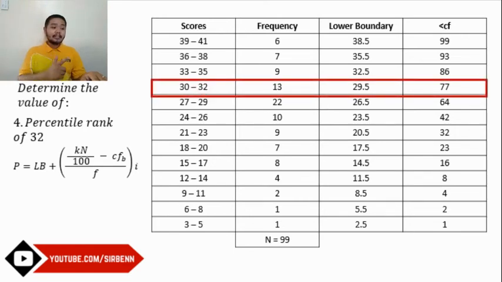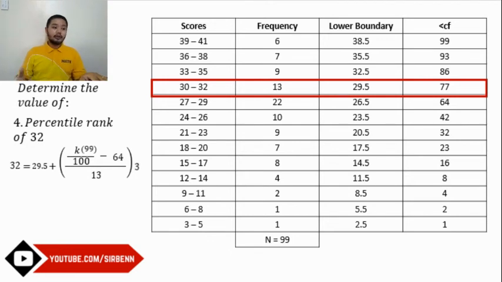Ngayon, ano yung P natin ngayon dito? Yung P, yun yung mismong score, which is 32. Lower boundary natin, 29.5. Yung K, yun yung pinapahanap dito. Yung N natin, eto, 99 yan. So N palitan lang natin ng 99. Yung cumulative frequency below, same lang yan. Yung immediate na mas mababa sa 77, and that is 64. Yung frequency natin dito, 13. And then, yung class interval or yung value ng I is 3.